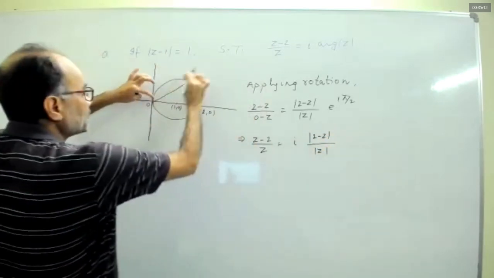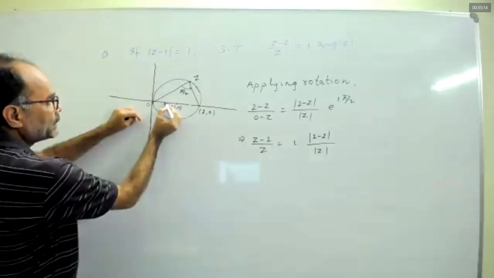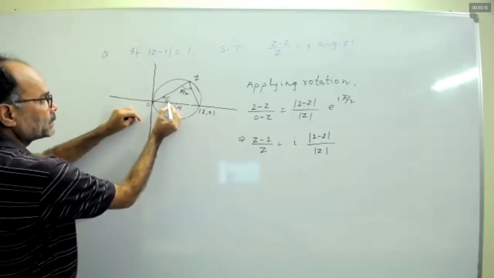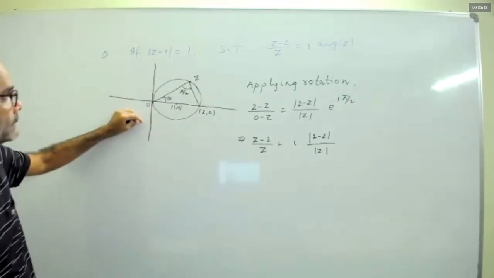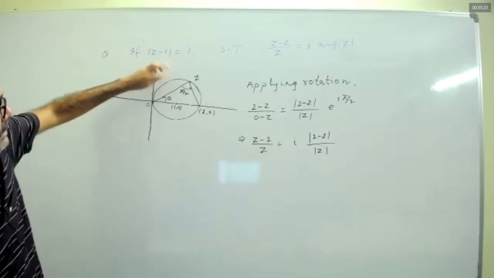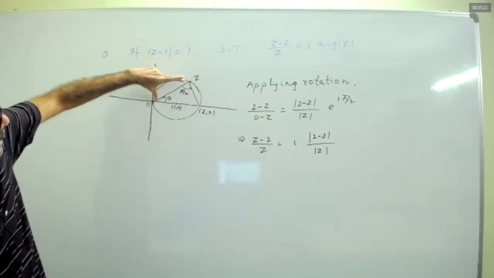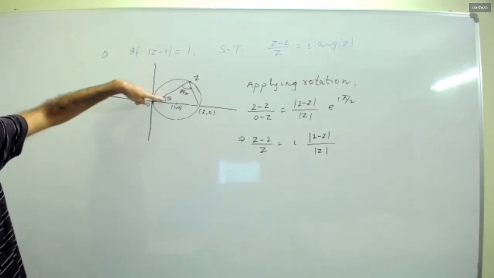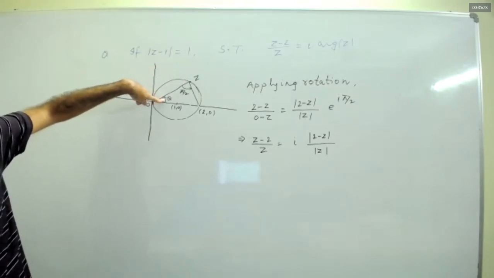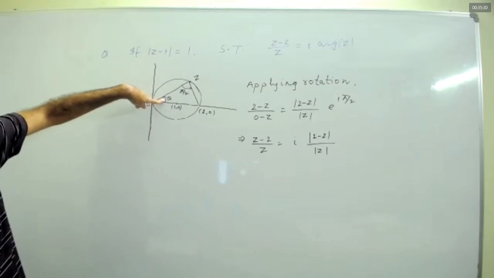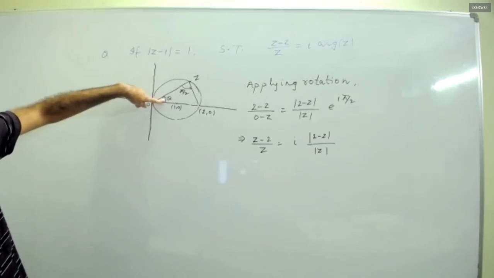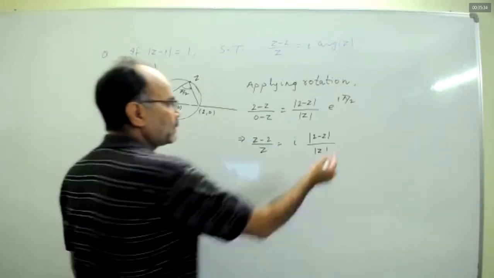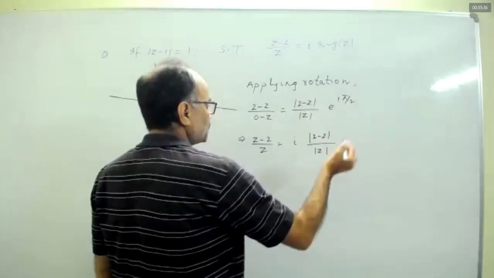Now this is a right angle triangle. Let the argument of z be theta. So tan theta will be mod of this by mod of this. Let the argument of z be theta.